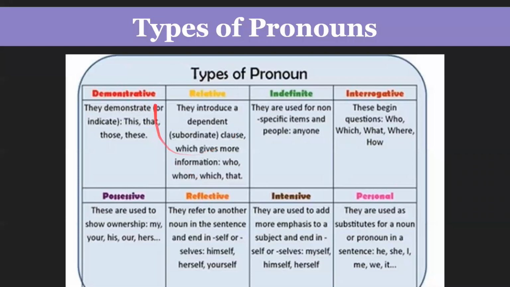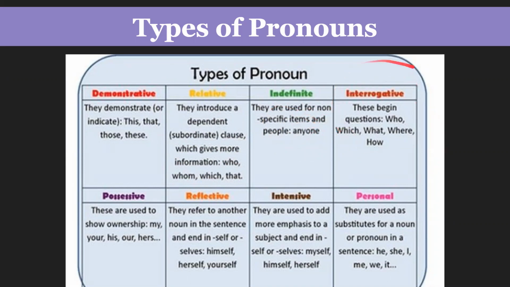And then we have relative. They introduce a dependent subordinate clause, which gives more information, like who, whom, which, or that. Again, these are words you've seen before. And then we have indefinite. They are used for non-specific items and people. So anyone is an example of that because it's just a generalization.